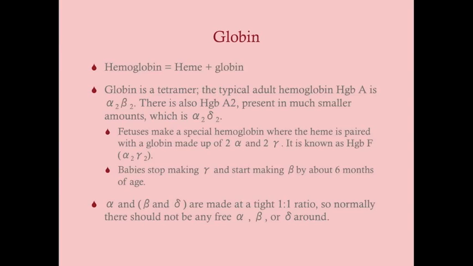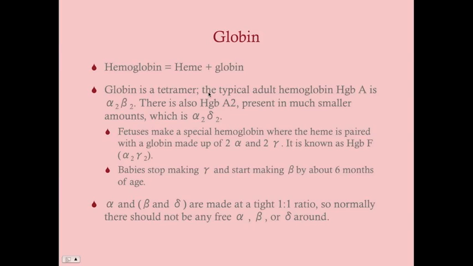Okay, so what is globin? Globin is, hemoglobin, we've been talking about that. That's heme plus globin. So globin is the protein portion. Globin is a tetramer, so there's always 4 parts to globin. What 4 parts is the question. The typical adult hemoglobin, which is hemoglobin A, is 2 alphas and 2 betas. So 2 alpha proteins and 2 beta proteins.